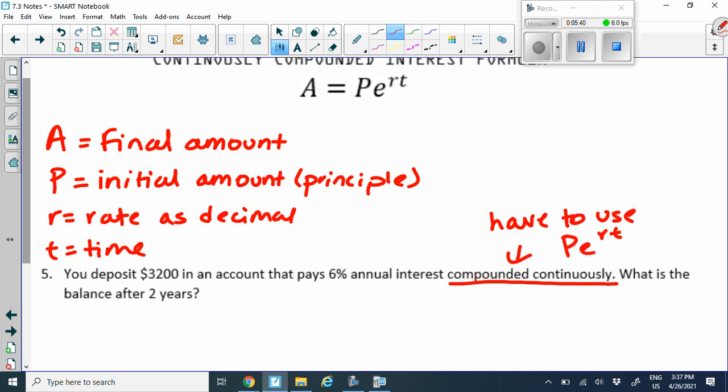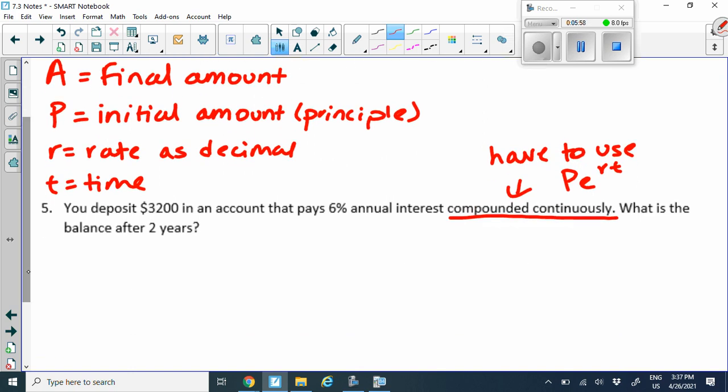If you don't see that, then you just use the other formula, the A times 1 plus R over N to the N times T power. So those are the 2 keywords you have to look for. If you don't see it in your problem, use the other formula. Okay, so now let's go ahead. We're going to use our PERT here because it does say we're compounding continuously.